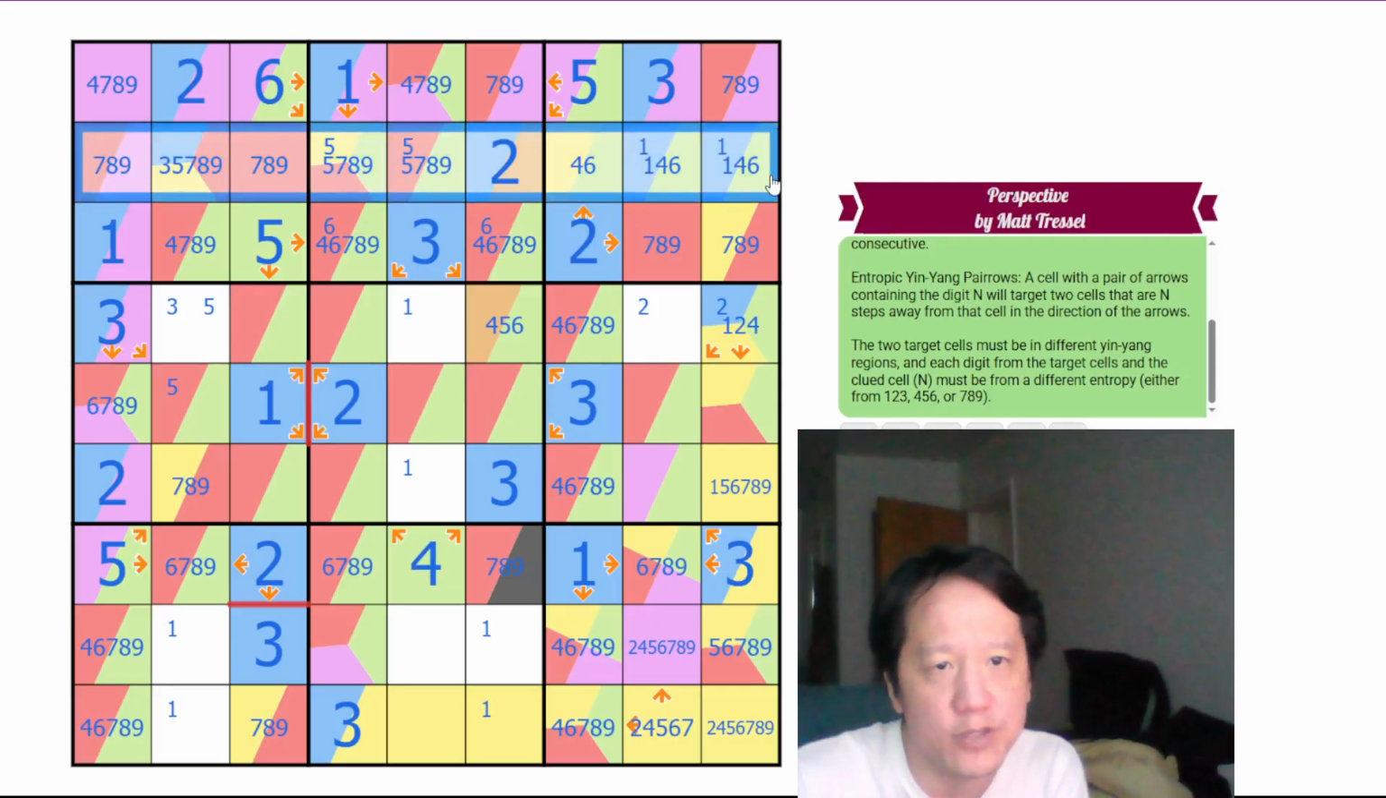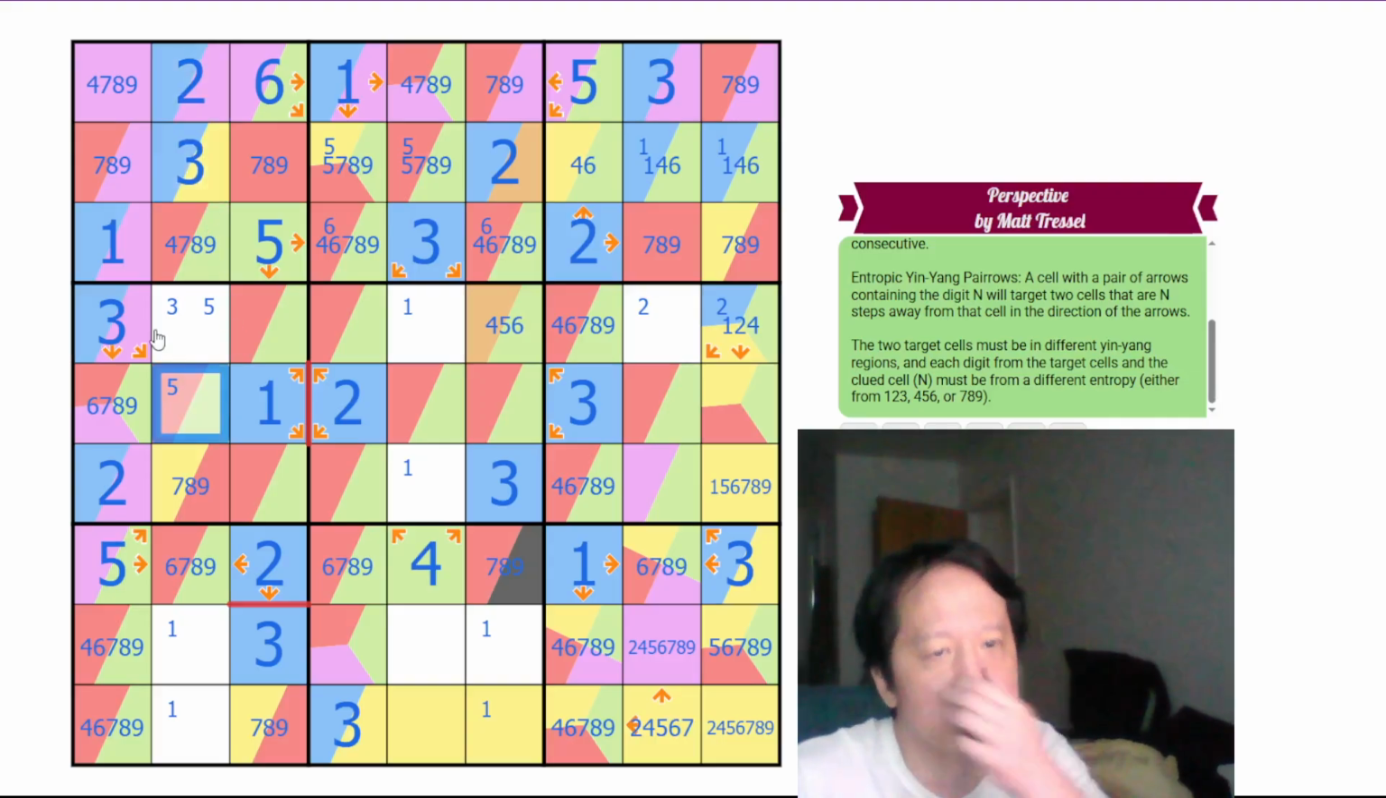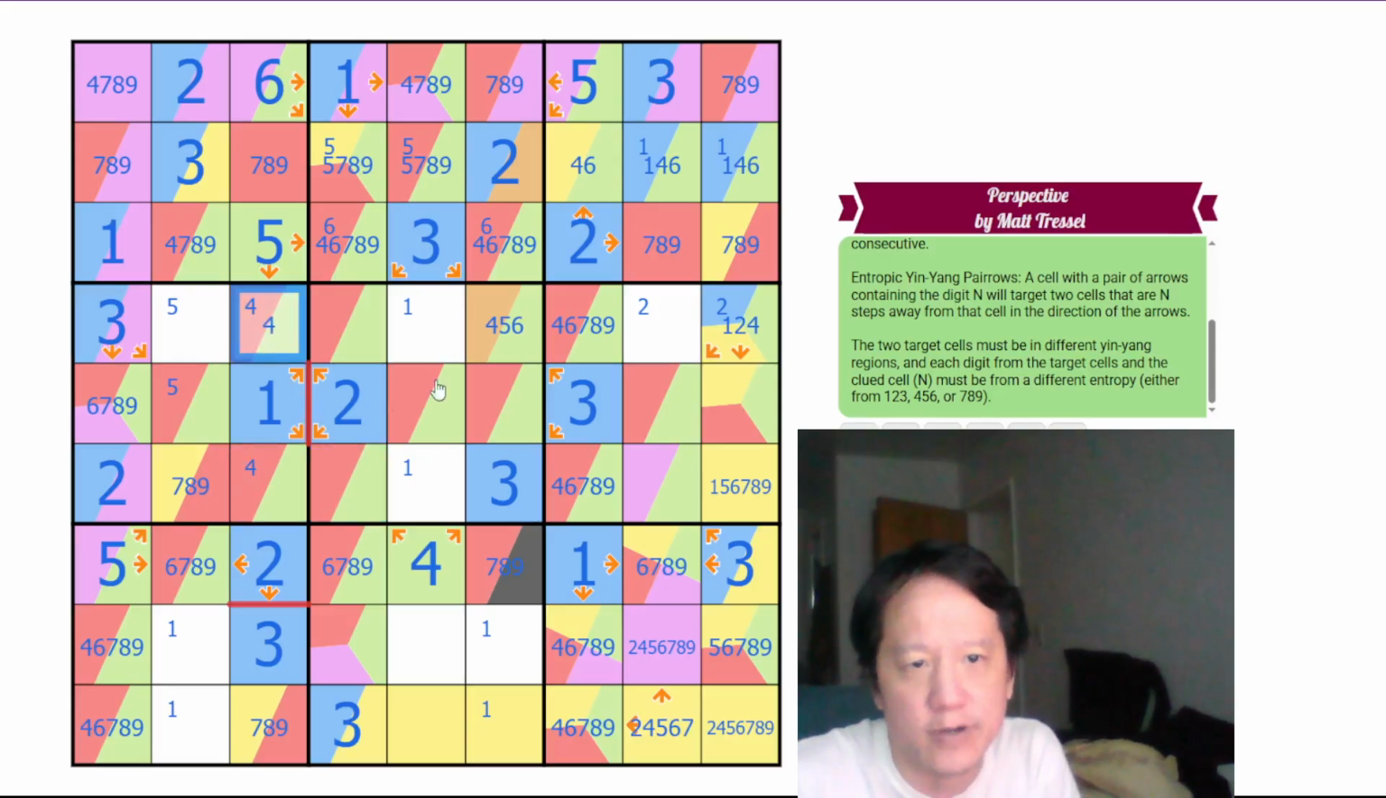Where is 3 then in row 2? Can't be here, can't be here, can't be here or here. So it must be here. So that's 3, which means this is not red. It's blue. And it's yellow, so therefore they can be next to each other. This can no longer be 3 here. 4 has to be one of these two. That's the whole reason why we knew this was 3 here. 4, 7, 8, 9.